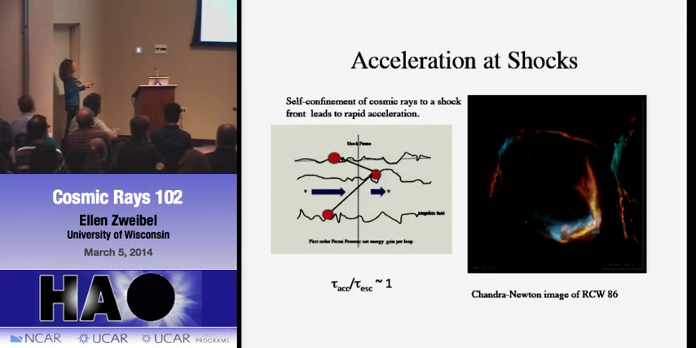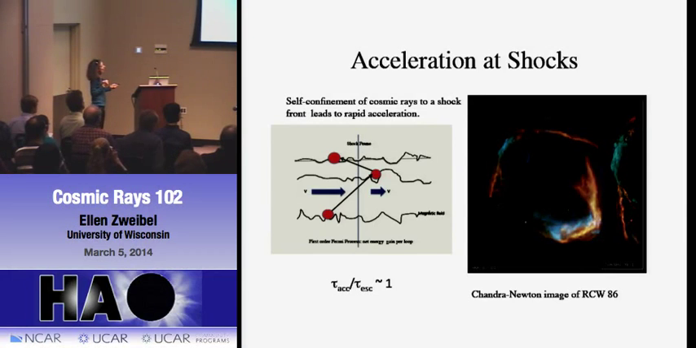So a particle which is scattered across the shock in this direction has an overtaking collision. It loses a little bit of energy. But if it bounces back, it has a head-on collision with something moving much faster. And so there's a net energy gain per loop. And you can show that the ratio of the acceleration time to the escape time is about 1 in this process, which means that the natural energy spectrum of shock acceleration is an E to the minus 2 spectrum, which, if you add in a little bit of steepening due to propagation, is very close to what we see.